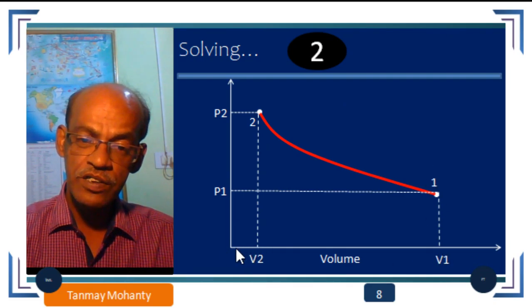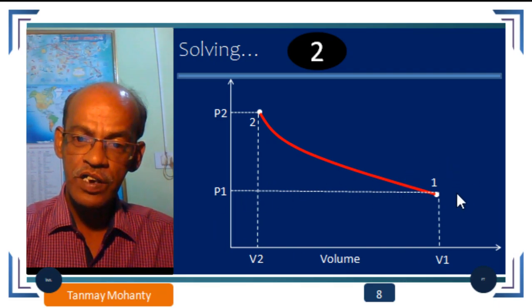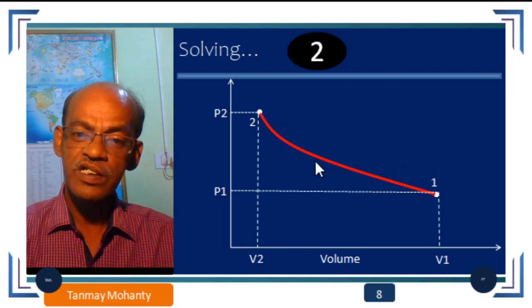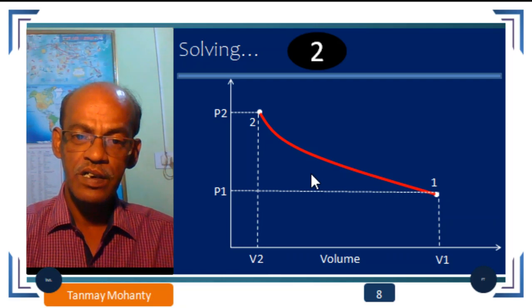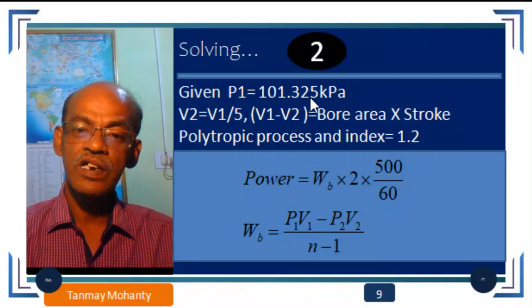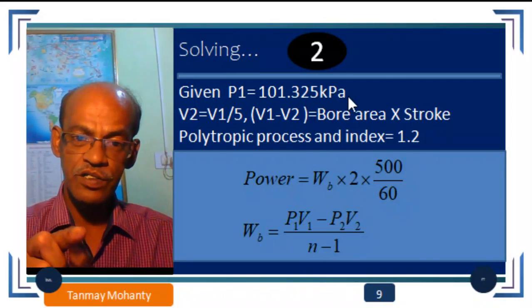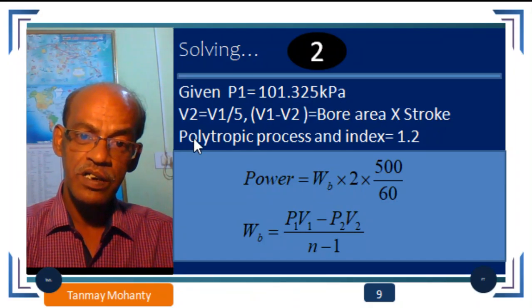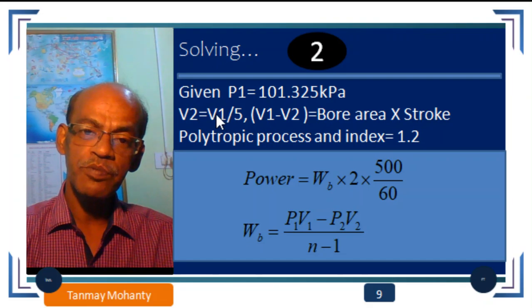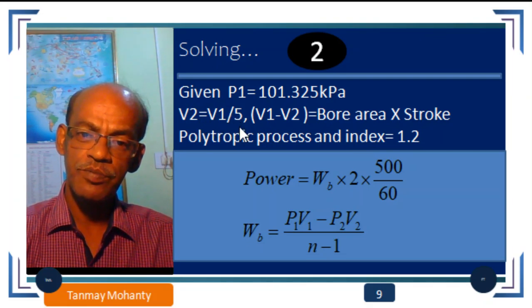Now it came to V2, and pressure went from P1, this is the pressure at state 1, to the pressure at state 2, that is P2. This is a polytropic compression, so almost a hyperbolic curve. Now we have been given P1 equal to 101.325 kilopascal in the question. Also we have been given that at the final state, volume is 1/5 of the initial state volume, V2 equal to V1 by 5.